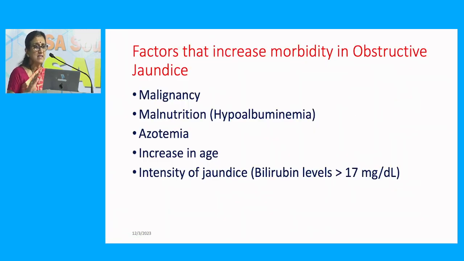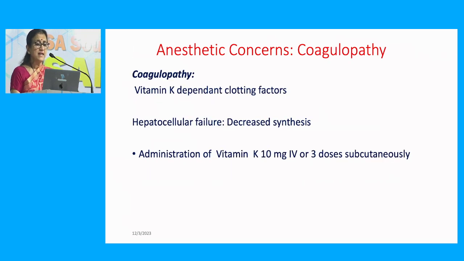So factors that will increase morbidity in a patient presenting with obstructive jaundice are malignancy as an etiology. If you had a benign stricture or a stone, it is a better situation to tackle than malignancy. Associated malnutrition means that the liver's synthetic function, or its ability to produce albumin, is reduced. Azotemia, or decreased renal function, to me is the single most important poor predictor of outcome. Increasing age and increasing intensity of jaundice similarly carry poorer outcomes. Right? Anesthetic concerns when this patient is to come for ERCP.